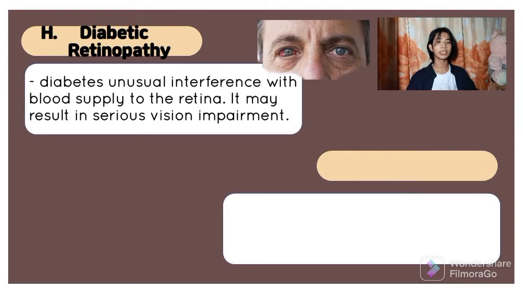Diabetic retinopathy is also part of visual impairment. Diabetes can unusually interfere with the blood supply to the retina. It may result in serious vision impairment. From the word itself, diabetic, this is an eye disease caused by the high blood sugar from diabetes.